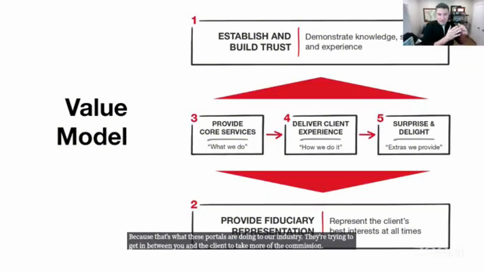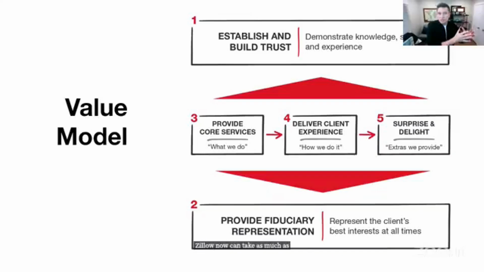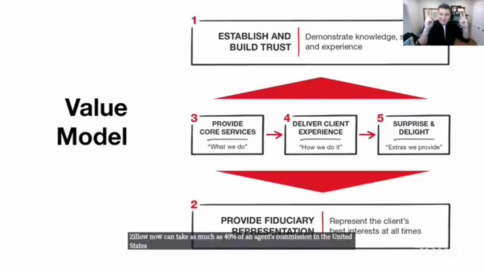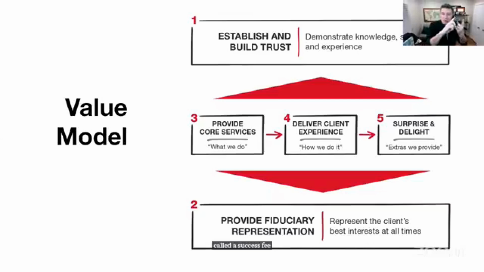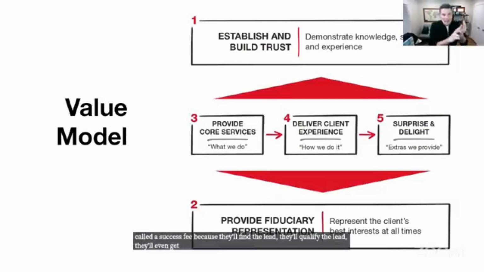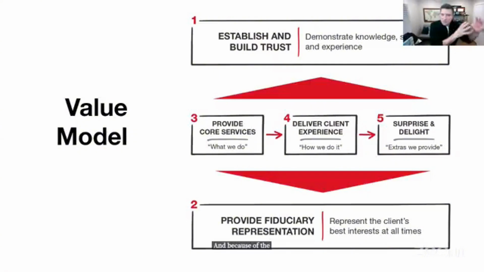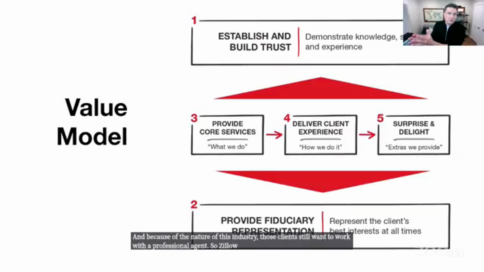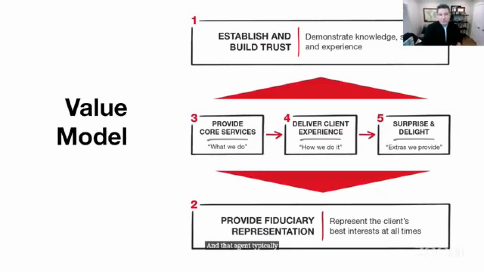Zillow now can take as much as 40% of an agent's commission in the United States, called a success fee, because they'll find the lead, they'll qualify the lead, they'll even get them set up for a mortgage. And because of the nature of this industry, those clients still want to work with a professional agent. So Zillow has to still turn them over to an agent. And that agent typically gives up 40% of their money, because it's a qualified lead, an appointment that's ready to go, and the work's been done.